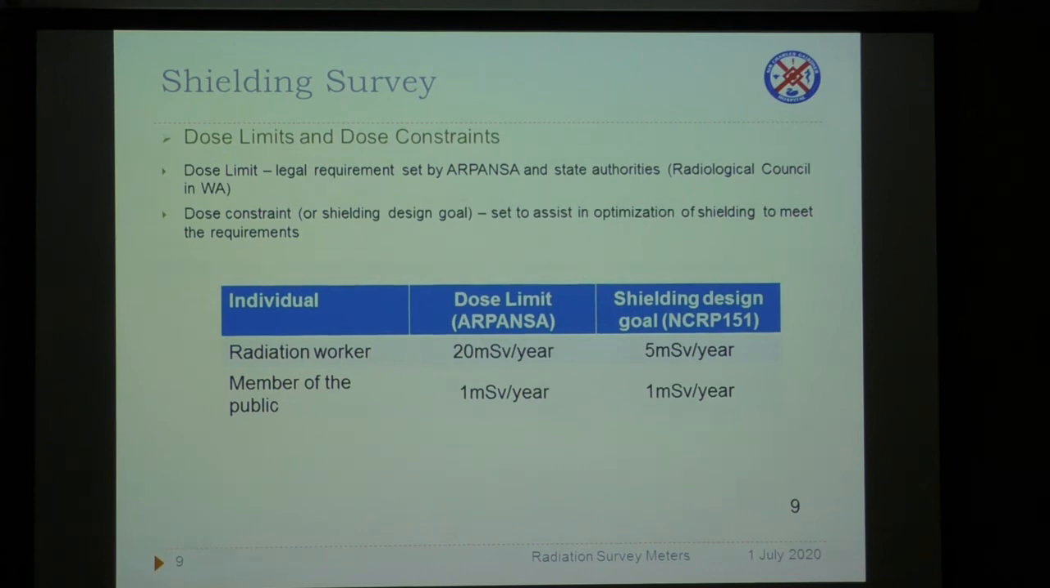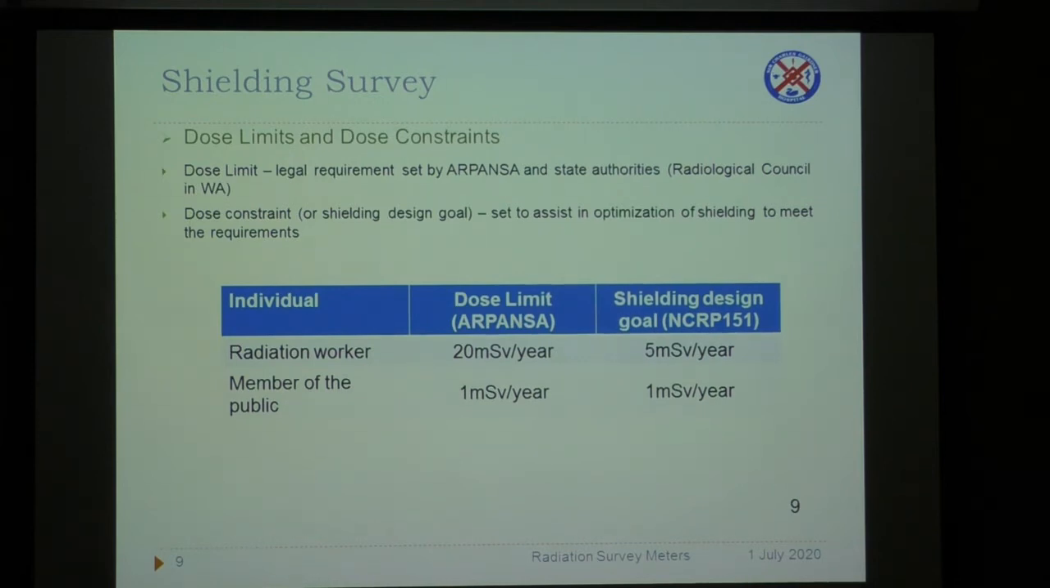So, shielding survey. This is an example where you use basically all these types of detectors. When you calculate your shielding, you set a dose constraint. A dose limit is a legal requirement for your shielding: a legal limit of dose to radiation workers of 20 millisieverts per year and to the public of 1 millisievert per year. But a dose constraint is what you set to optimize your shielding.